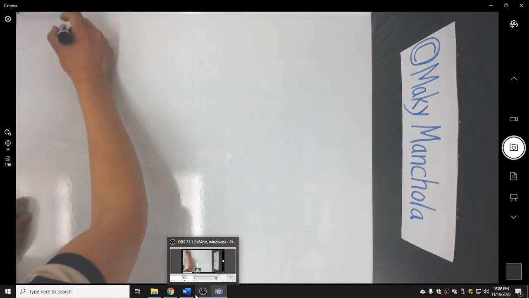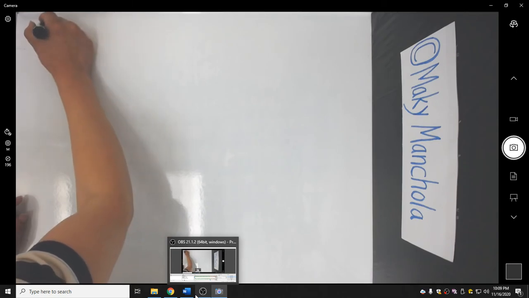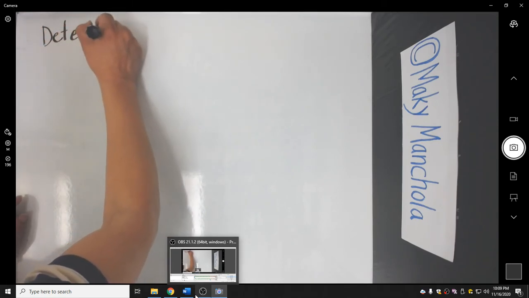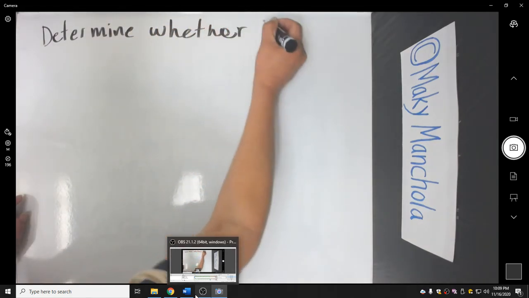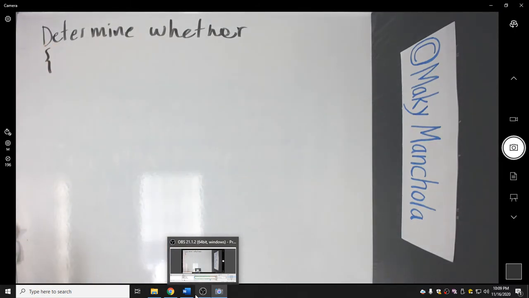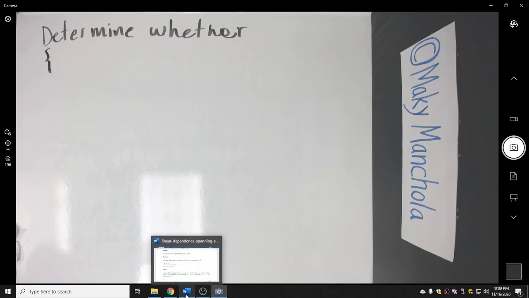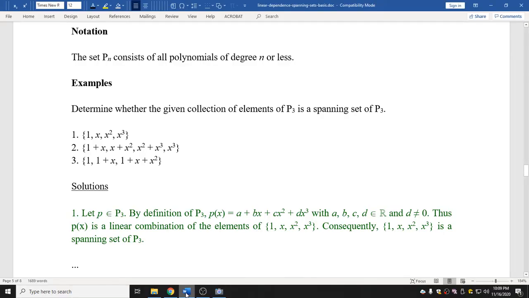So here is my set. Determine whether 1 plus x, x plus x squared, x squared plus x cubed, and x cubed span P3, excuse me.